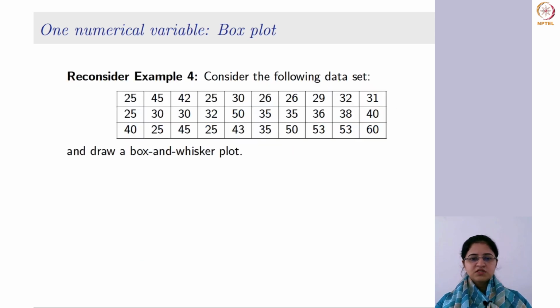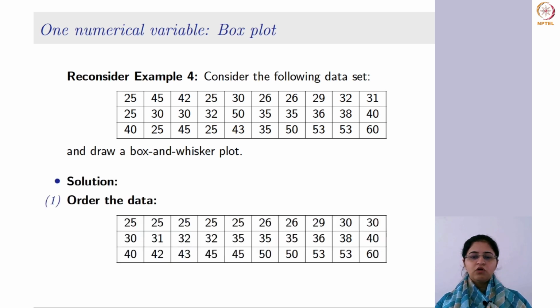If you consider the same example of the age data set that we had for your histogram, and you want to now draw a box plot for that same data, then first of all, you need to order that data set. You have to arrange it in ascending order. So if you see over here, we have arranged it in ascending order now, starting from 25 and going up to 60.